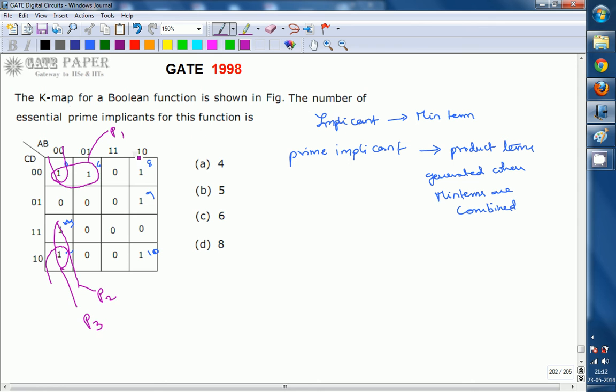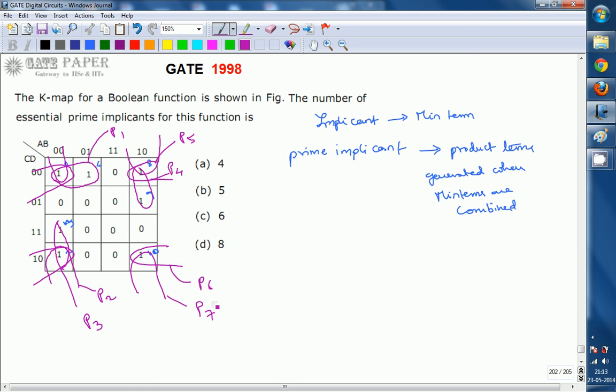Next, if you want to cover the one present in the eighth cell, that can be covered either this way, which is P4, or it can be combined in this way, which is P5. Next, to cover this one, we can cover it in this way, which is P6. Otherwise this one and this one can be combined, which is P7. So you get 7 product terms, that is, 7 prime implicants.